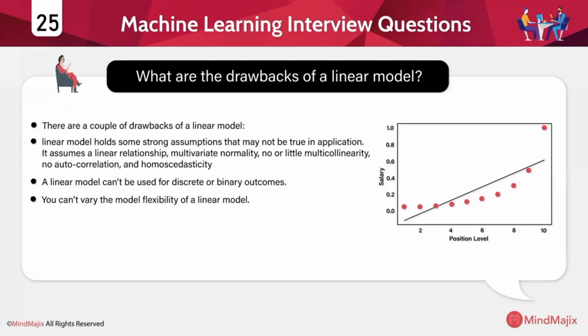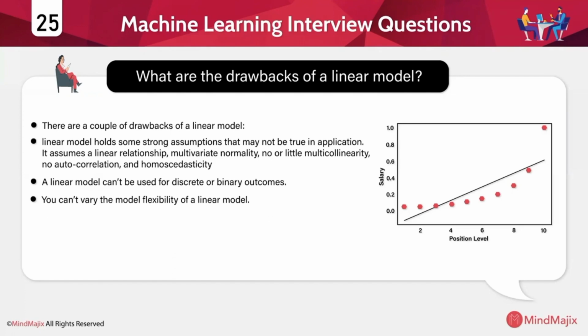There are a couple of drawbacks of a linear model, and these come with the assumptions of linear regression. Sometimes many people are not aware of what the assumptions of linear regression are. So multicollinearity, autocorrelation, homoscedasticity, multivariate normality, collinearity: all these are related to the assumptions of the linear model. And a linear model can't be used for a discrete or binary outcome, because regression works with a continuous outcome.